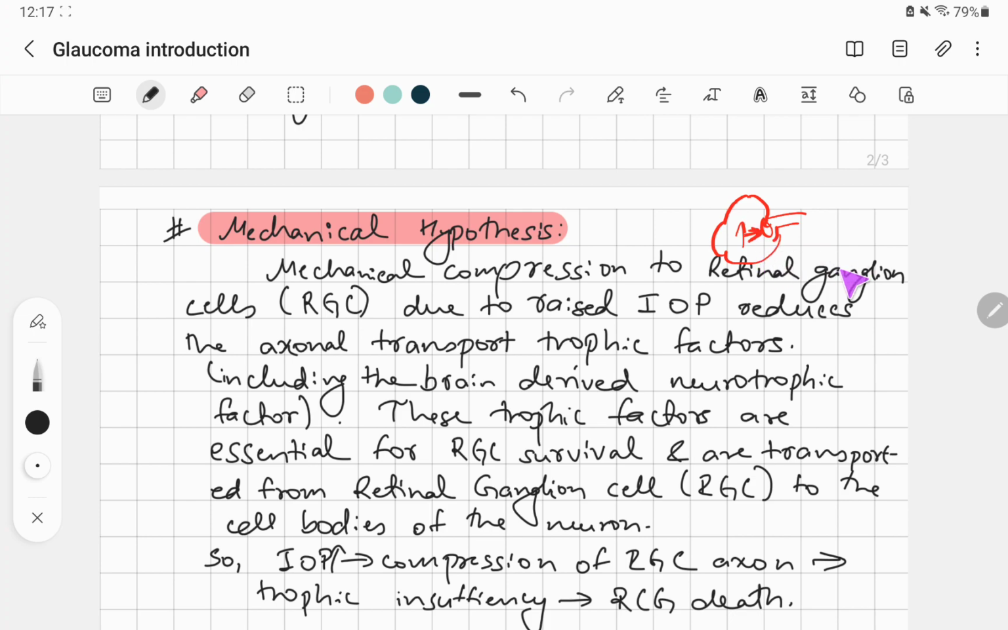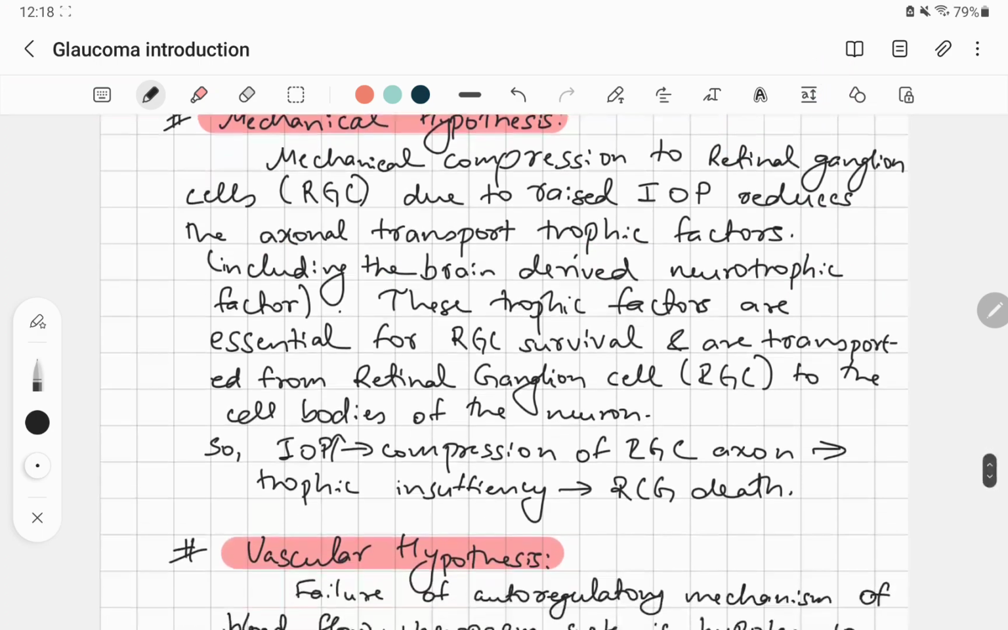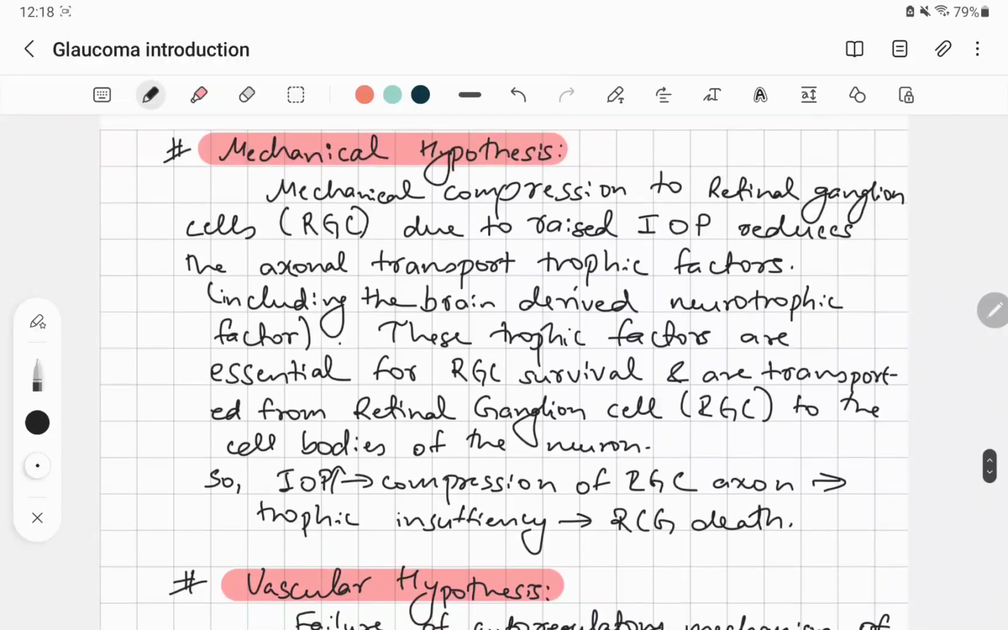It will affect the retinal ganglion cell, and that will reduce the axonal transport trophic factors, AATF, for your convenience. That includes the brain derived neurotrophic factor. So an increase in pressure will hamper the axonal trophic transport. So what exactly is the role of trophic factors? Intraocular pressure has increased and it has hampered the transport of trophic factors. So what happens?